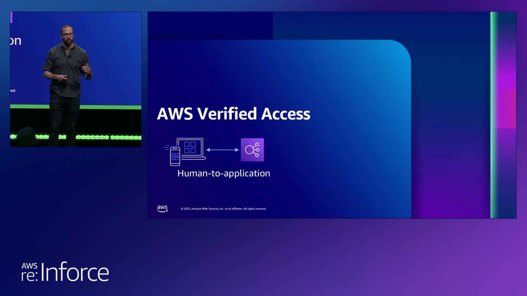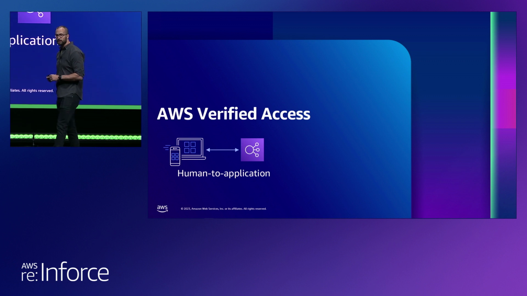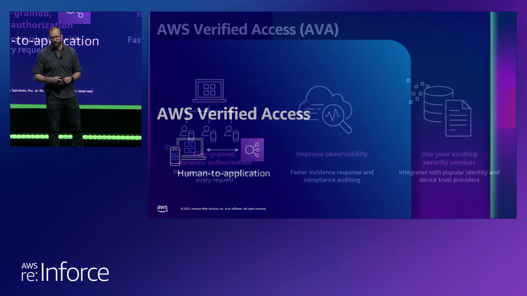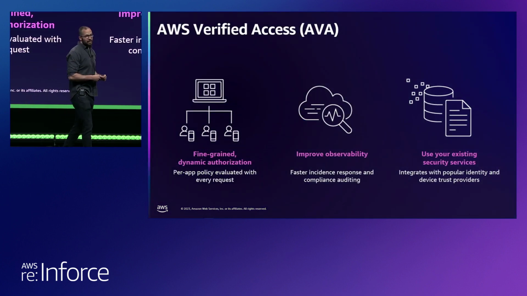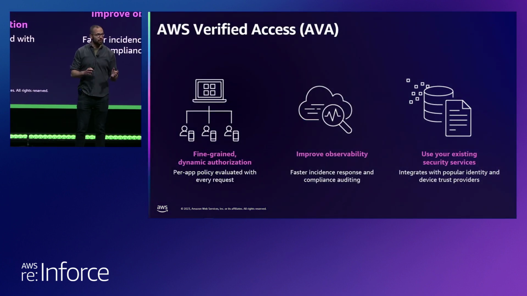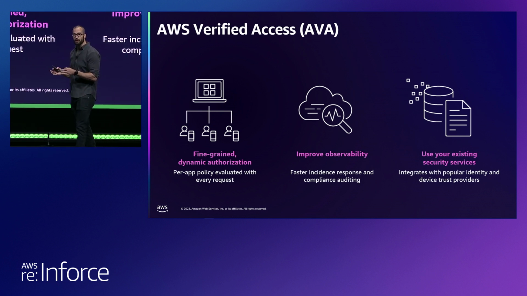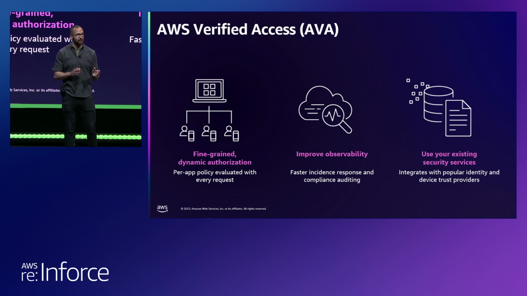Okay. So moving on from ALB to another human-to-application use case, this time AWS Verified Access, or AVA, as we like to call it for short. AVA adds additional capabilities to what we've seen with Application Load Balancer. It allows you to have fine-grained dynamic authorization. So it's not only authentication, it's now authorization on the AVA layer before the traffic gets passed to the backend.